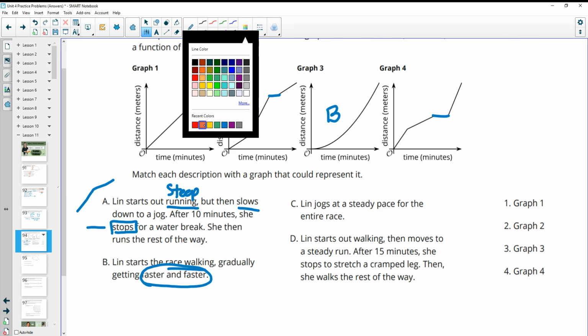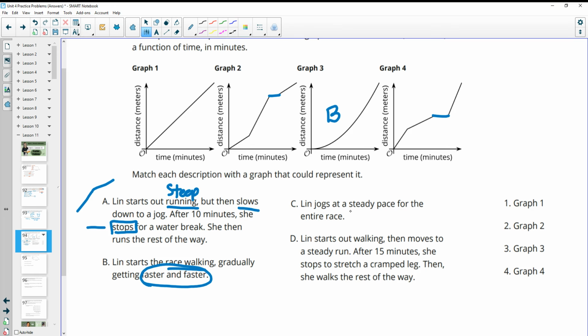For part C, it says Lynn jogs at a steady pace. So this is going to be a straight line, a constant rate of change. So that's this graph number 1 where she just goes up and up and up at the same rate of speed. So that's C.